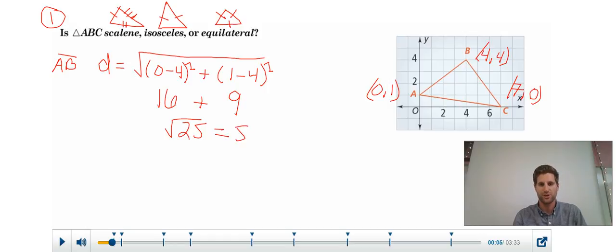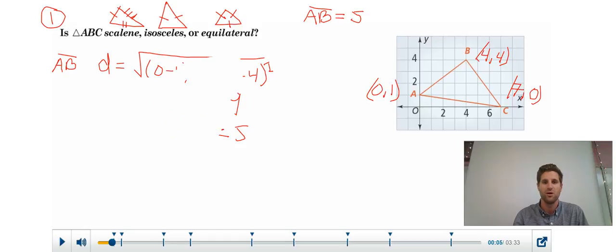Okay? So we got our work shown. AB is going to equal 5. I'm going to write up all of our information up here. AB is congruent to 5. Again, these just take time. We're not going to do a lot of these problems tomorrow. We're just going to take our time and go through a couple of these.